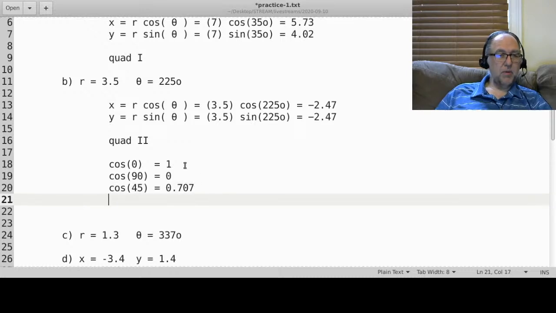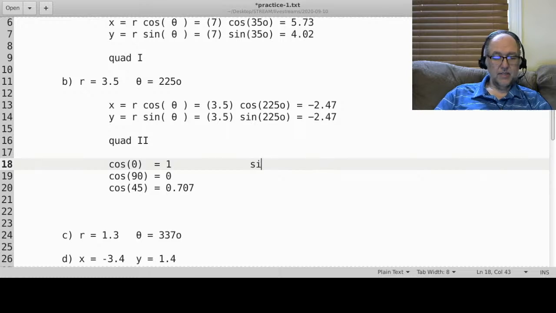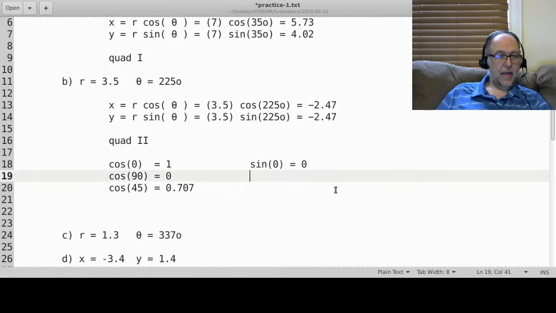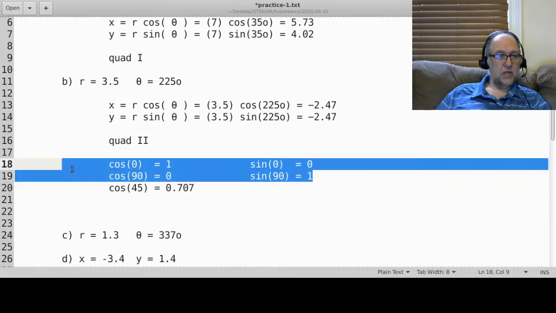But guess what? I should probably show you the sine as well. The sine of 0 degrees is 0, and the sine of 90 degrees is 1. Okay, so let's just look at those two to start with. So cosine of 0 is 1, and cosine of 90 degrees is 0. You could just do this on your calculator, and you'll see that it works. And sine of 0 degrees is 0, and sine of 90 degrees is 1. So you see that they flip.